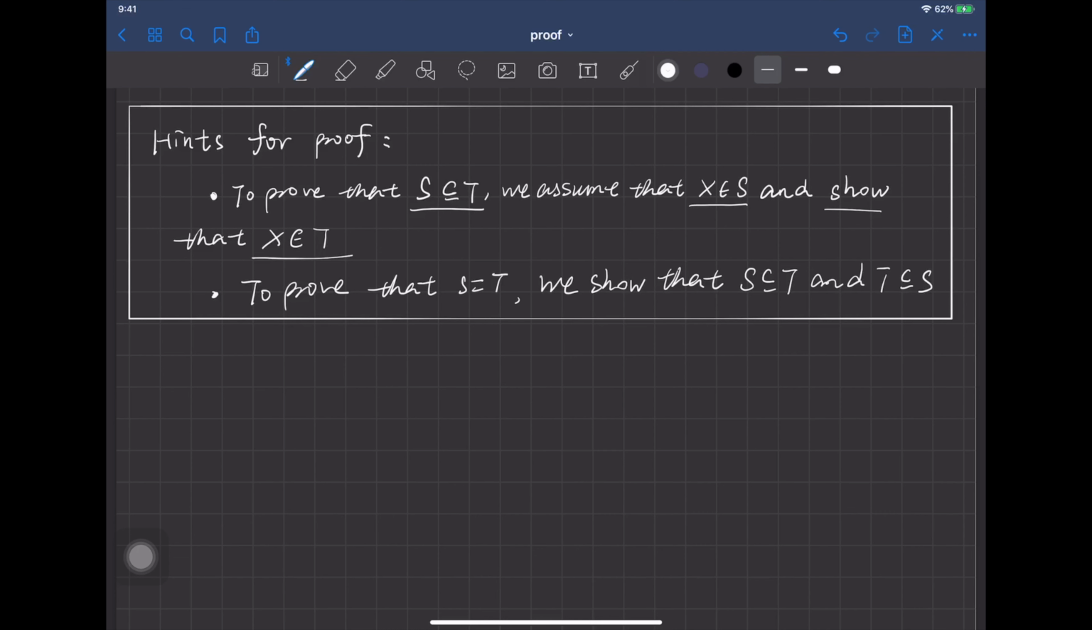Also, if we want to prove two sets are equal, like S is equal to set T, then what do we need to show? We need to show S is a subset of T, which means every element of S is also an element of T. Conversely, T is also a subset of S, which means every element of T is also an element of S. Then the two sets are equal.